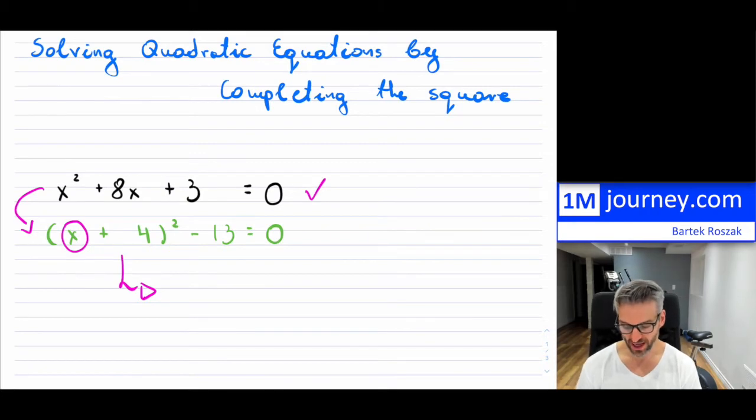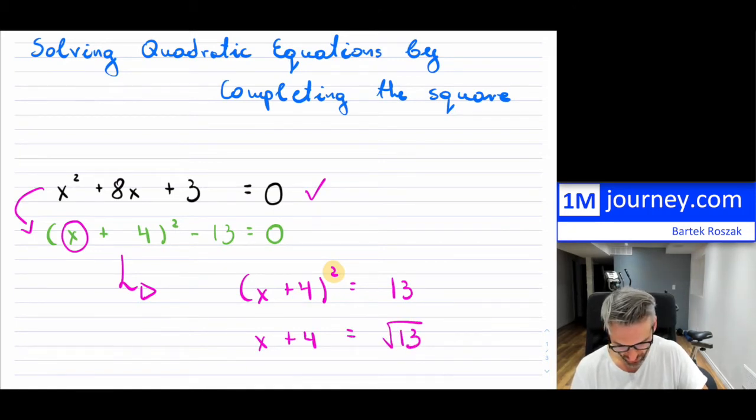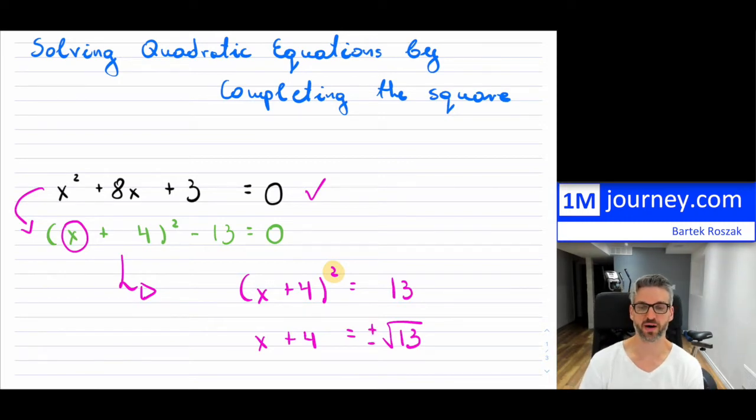Once you're at this stage, solving for your unknown means isolating x. I'm going to bring the 13 over to the other side, which becomes plus 13. On the left-hand side, I'll have x plus 4 squared. To get rid of the square, I'll take the square root of both sides, which leaves x plus 4 equal to plus or minus the square root of 13. Don't forget when you take the square root of a positive number, the answer is either plus or minus.